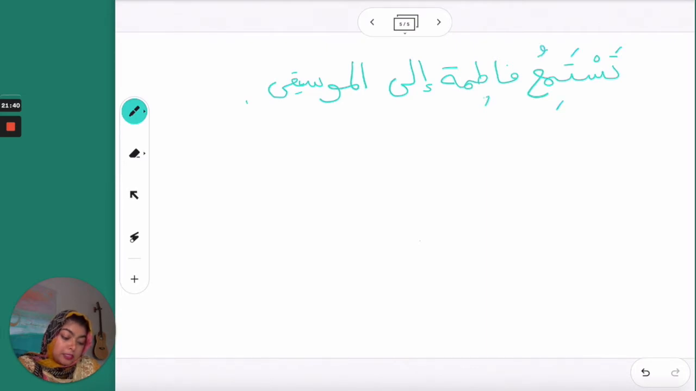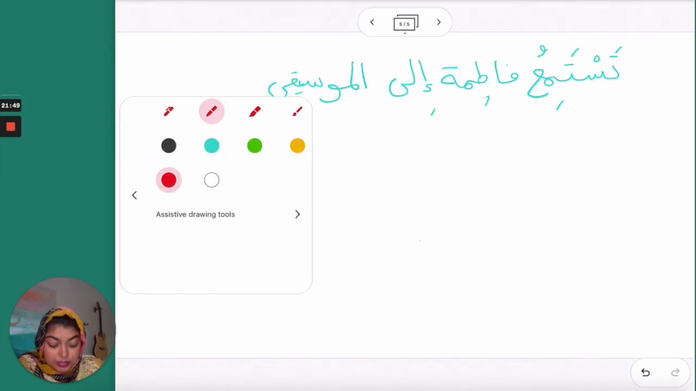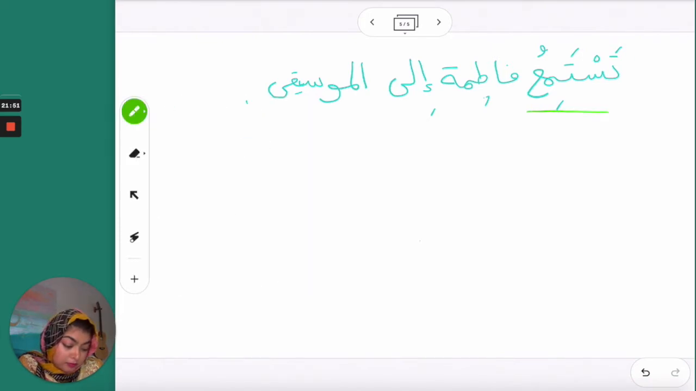تستمع فاطمة إلى الموسيقى. تستمع فاطمة. Fatima's listening to music. What's the first word in the sentence? Is it a noun or a verb? It's a verb because it's an action. So this is فعل. من تستمع؟ من يستمع إلى الموسيقى؟ Who's listening? Fatima. So this is considered our فاعل.